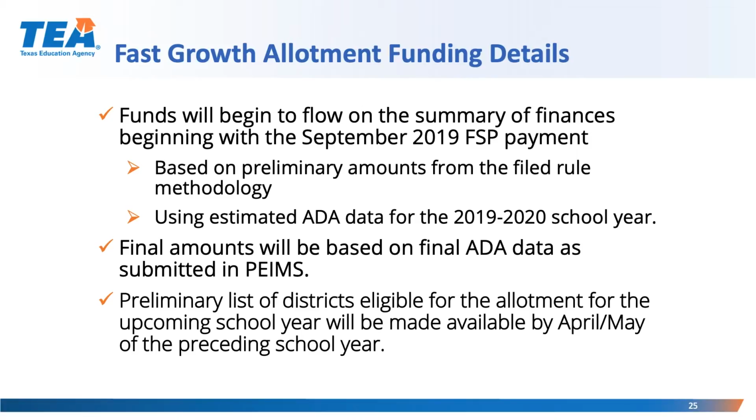And in each subsequent school year, we will have a preliminary list of districts eligible for the allotment after we bring in the full PEIMS enrollment from the prior year in April and May of that school year. So districts will have some certainty about whether they're going to be on the fast growth allotment list by May before the school year starts.